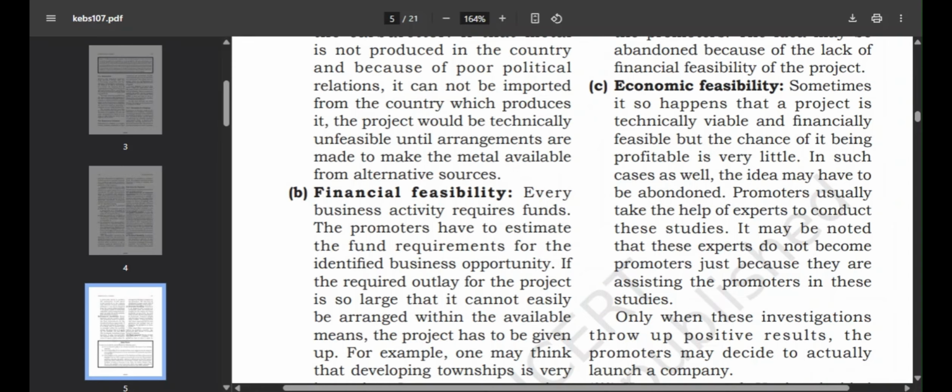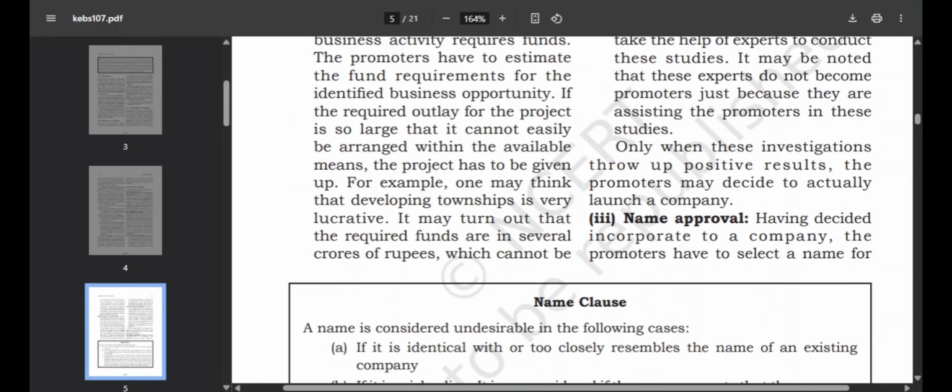to conduct these studies. It may be noted that these experts do not become promoters. The experts cannot be called promoters because they are assisting promoters in studies. Just because the experts are assisting promoters, they cannot be called promoters. This must be noted. So can experts be called promoters just because they're helping promoters? False.